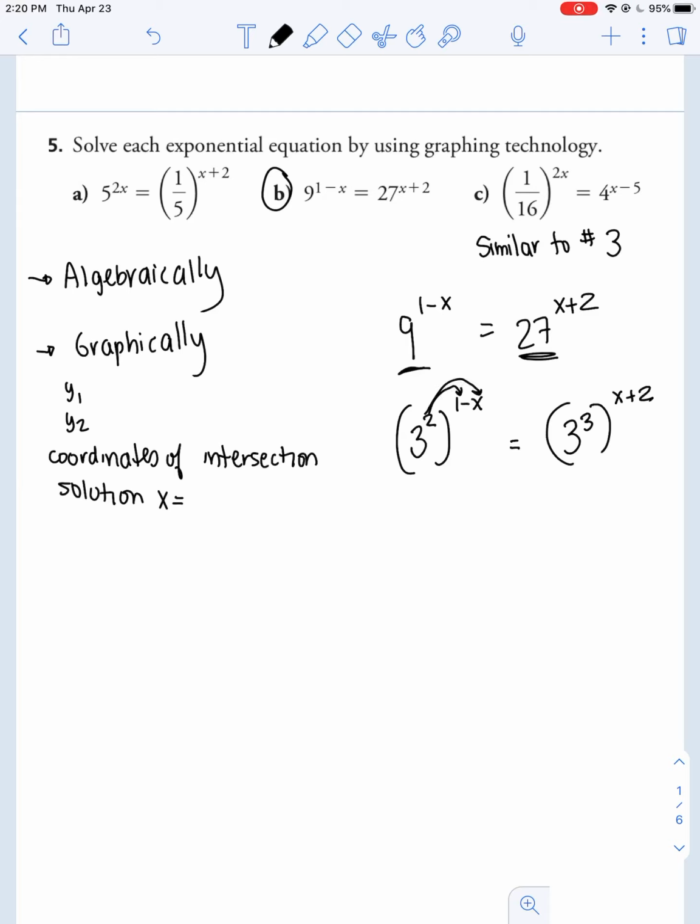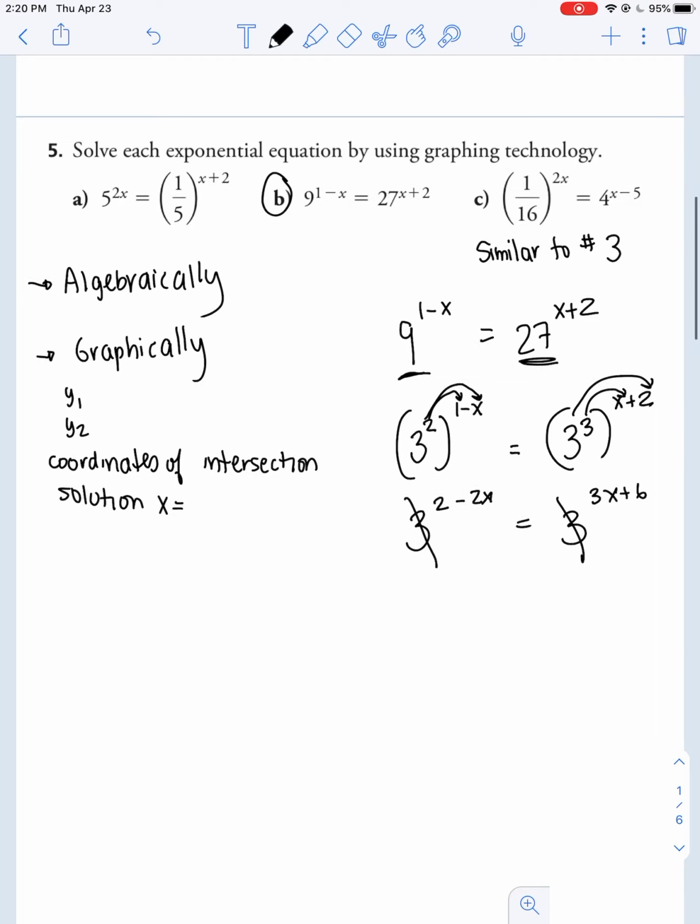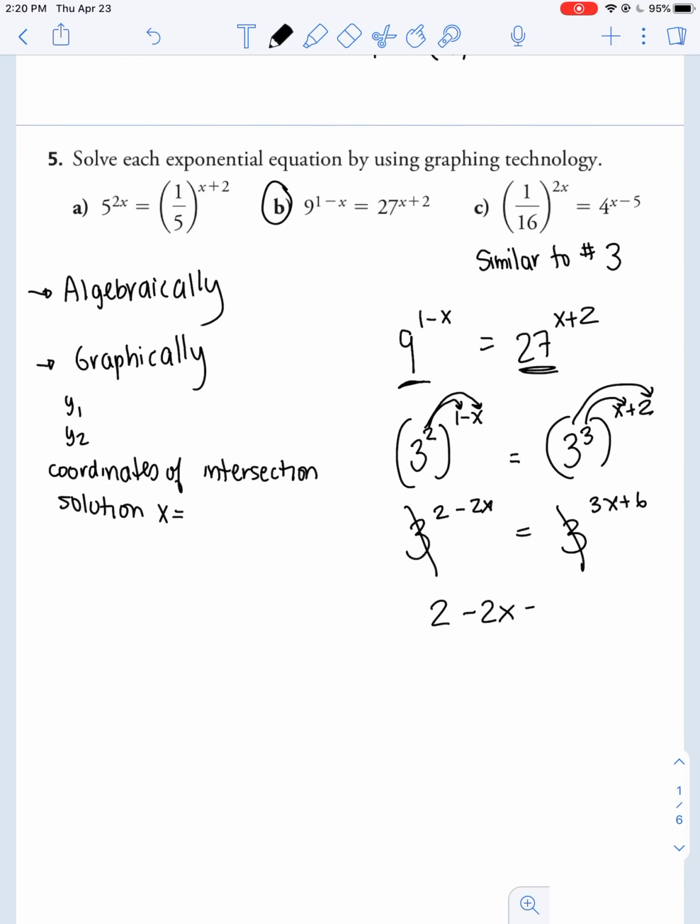Next, you're going to distribute that power that you have to the existing power that you started with. So it's going to be 3 to the power of 2 times 1 is 2, minus 2x, because 2 times negative x. And then on the other side, you have 3 to the power of 3x plus 6, because 3 needs to multiply with the x and the 2. Once you have the same bases on each side, they cancel each other off, leaving you with the powers equaling each other.